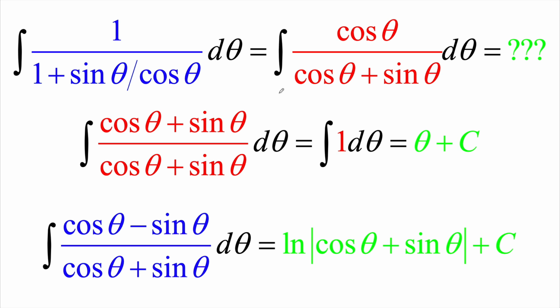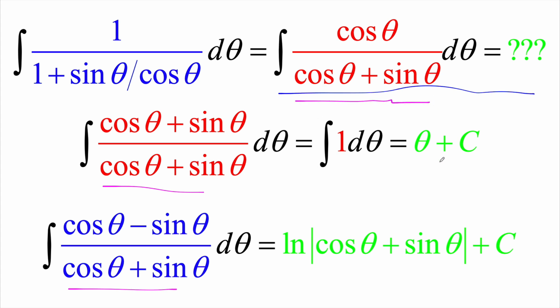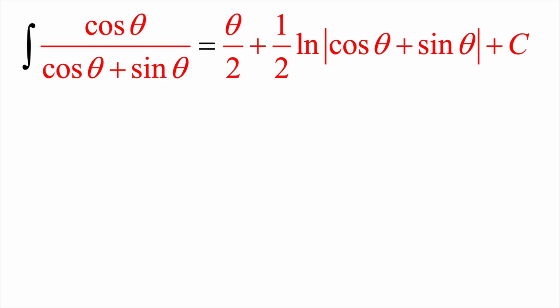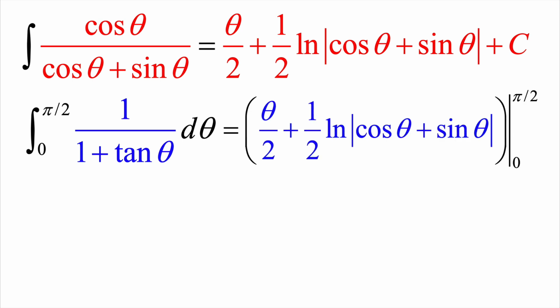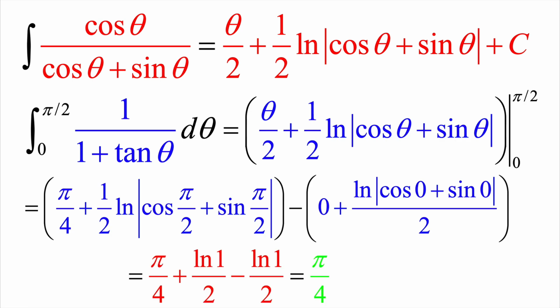But wait a minute, neither one of these is the integral that we want. However, they are related to it in a sneaky kind of way. Because of the common denominators, if you add these two integrands, you will get twice the original integrand. Therefore, the final answer will be 1/2 of this plus 1/2 of that, and effectively the c's can get merged into one plain old c. Here's the final answer for the indefinite integral. To do the problem at hand, convert it to a definite integral, use the fundamental theorem of calculus, plug in your numbers, evaluate, and you get the same answer as before, pi over 4.